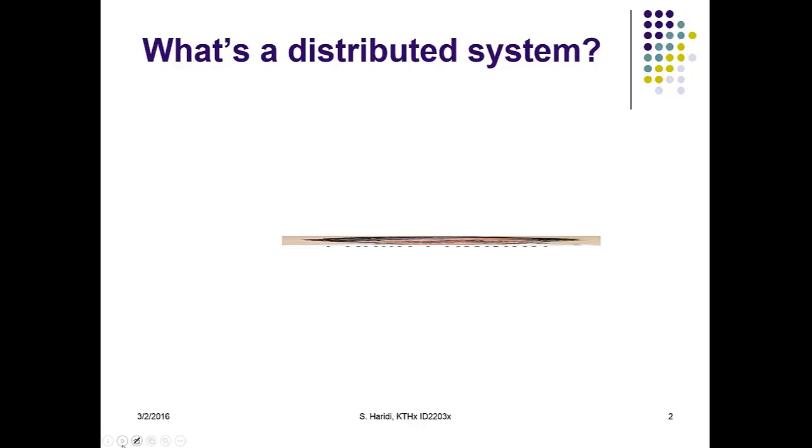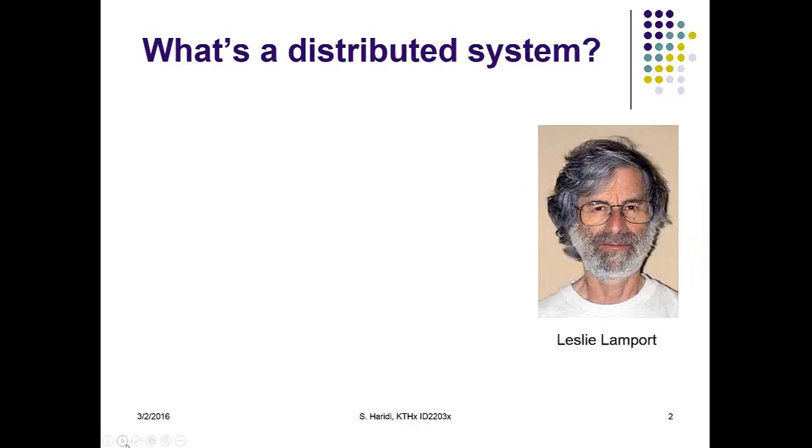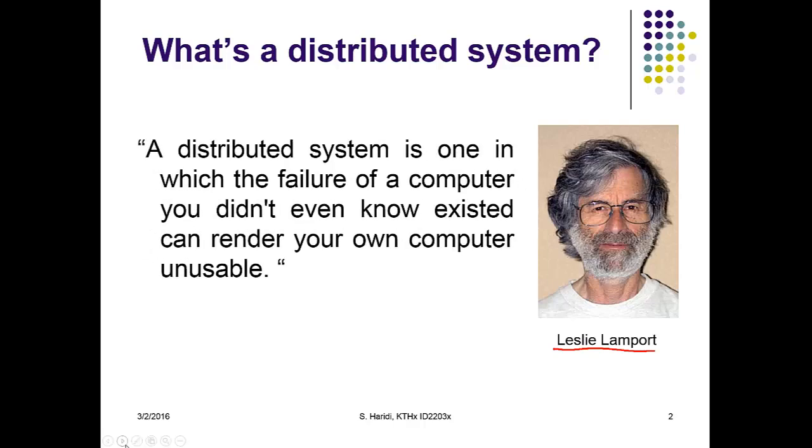One way to look at a distributed system is to see what an expert in the area has said. And this expert is Leslie Lamport. Leslie said the following: a distributed system is one in which the failure of a computer you didn't even know existed can render your own computer unusable. Leslie has contributed a lot to the theory and algorithms of how to build reliable systems. He is also the Turing Award winner of 2014.